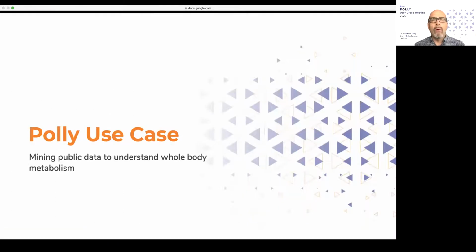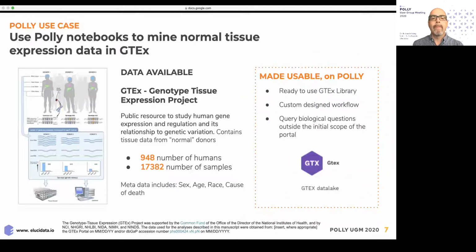What I'm going to talk about today is a proof of principle pilot use case where we're going to try to understand how we can mine this public data to start to get a better grasp of human physiology. The database we're going to start with is GTEx, which is the Genotype-Tissue Expression Project. It's a public resource that was built to study human expression and regulation and its relationship to genetic variation.